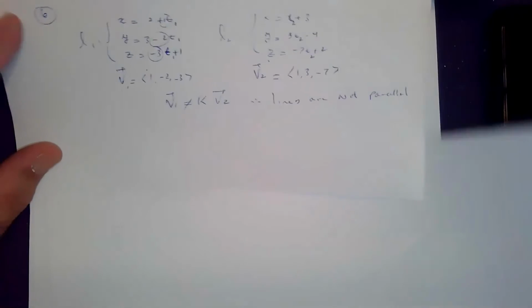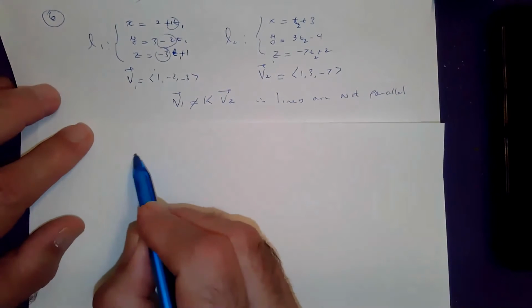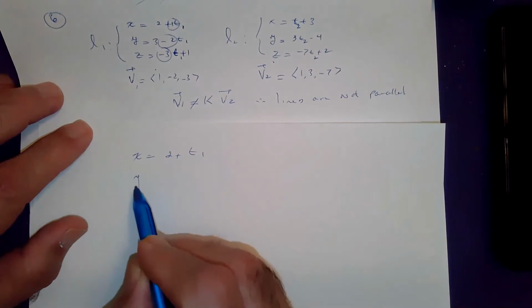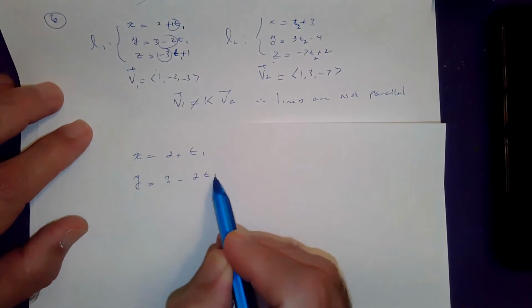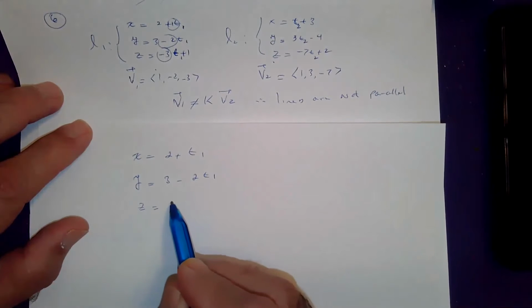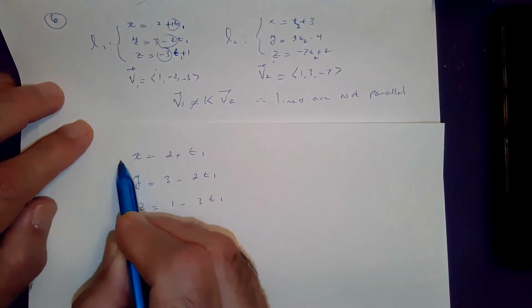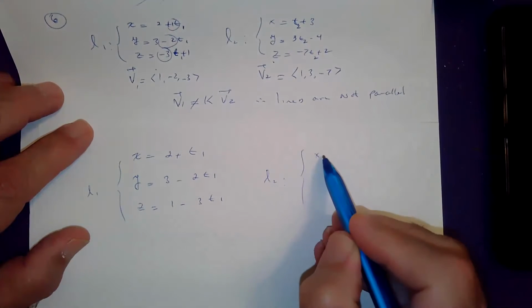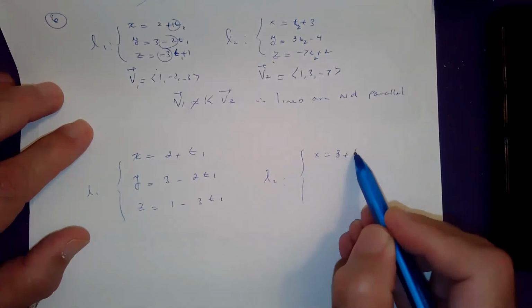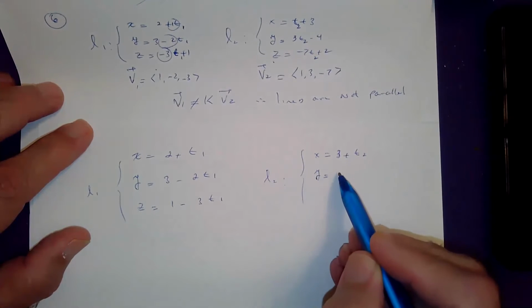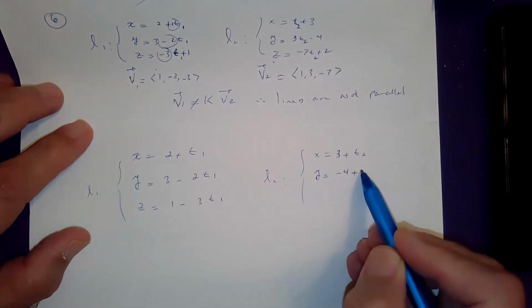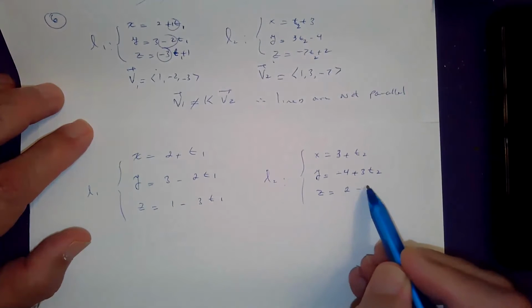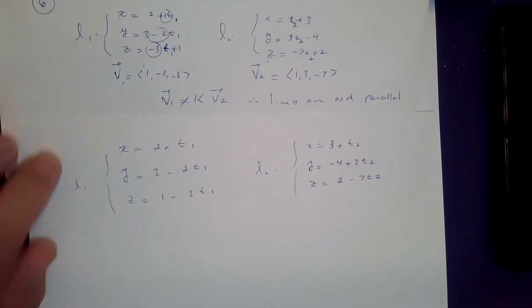So if you don't mind, let me just rewrite this so you guys can see clearly what I got. I got x is equal to 2 plus T1, y is equal to 3 minus 2T1, z is equal to 1 minus 3T1. That's line number 1. Line number 2 is what? X is equal to 3 plus T2. Y is equal to what? Negative 4 plus 3T2. And z is equal to 2 minus 7T2.